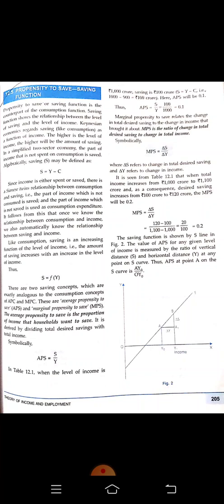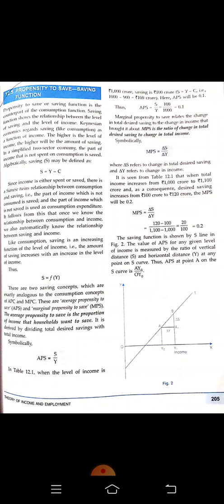So propensity to save, or saving function, is the counterpart of the consumption function. The saving function shows the relationship between the level of savings and the level of income. According to Keynesian theory, the higher the level of income, the higher the amount of money saved, and if the income is low, the savings are also low.